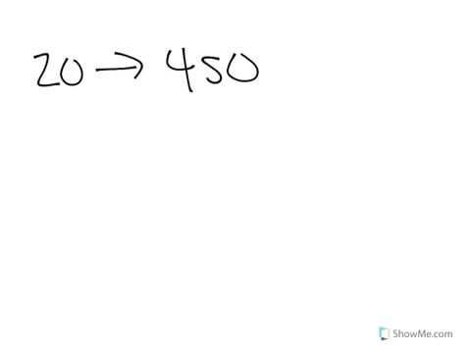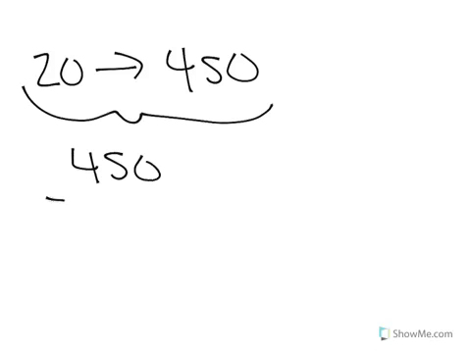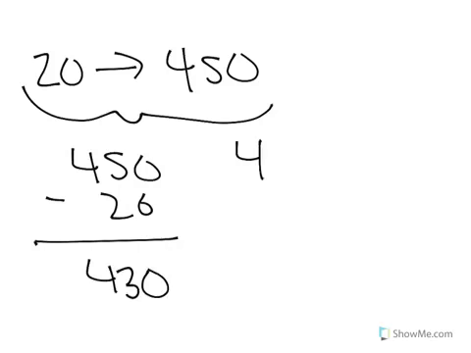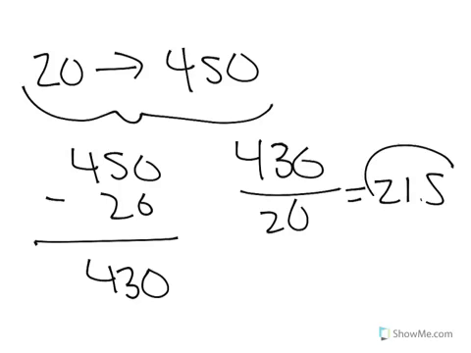I'm going to show you one more example. Let's say you started out at $20 and you ended up at $450. Well, so my difference is going to be 450 minus 20. So 450 minus 20 is 430. So that's my difference. 430, my original amount was 20. So 430 divided by 20 is 21.5.